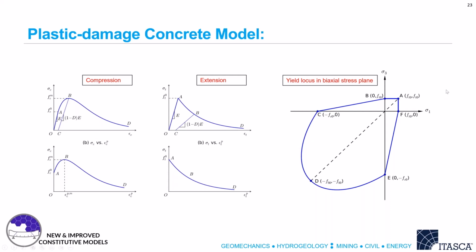The last figure shows the yield loci in the biaxial stress plane. So from A to B, that's actually the tensile yield line. From B to C, that's the Mohr-Coulomb shear yield line. From C to D, that's the Drucker-Prager yield line.